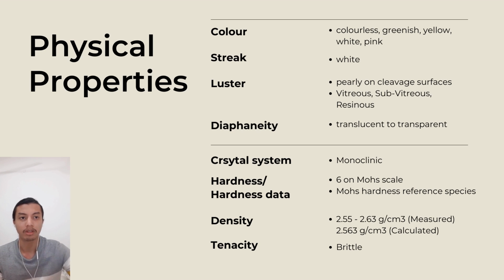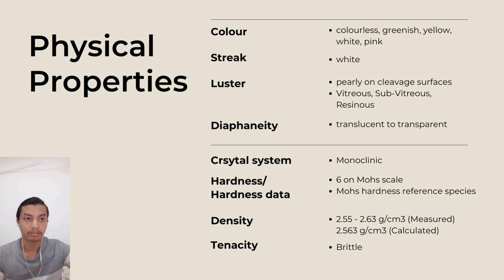Next is the crystal system. Orthoclase has the crystal system named monoclinic. What is meant by monoclinic? Monoclinic is one of the seven crystal systems that are described by three vectors. In this monoclinic system also, they form a rectangular prism with a parallelogram as its base.